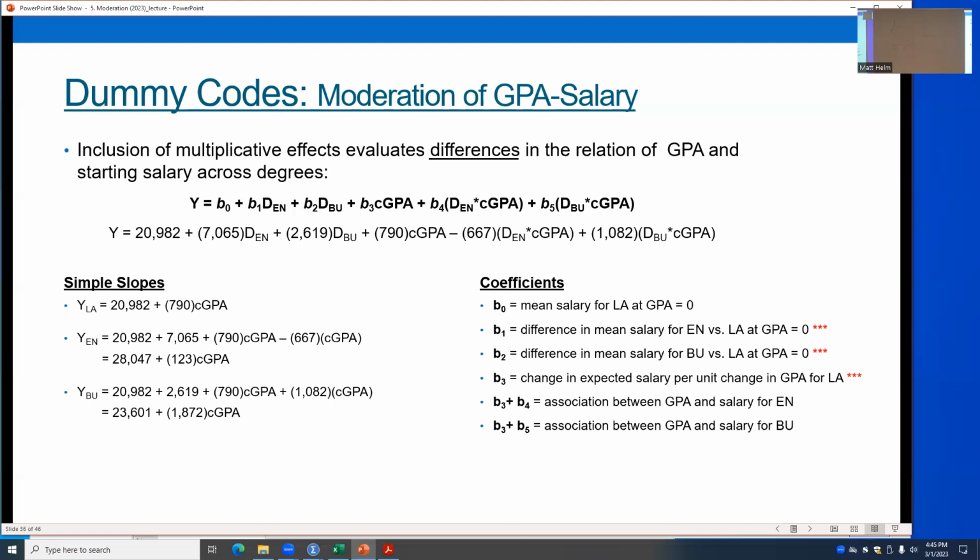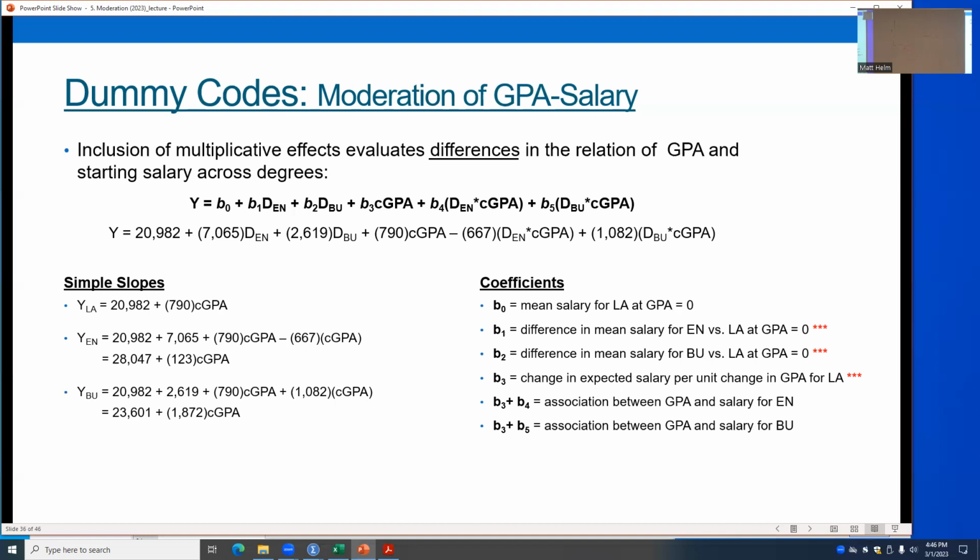Everything falls apart. Because if I know what this is and I know what this is, then that other thing is already predetermined, and you've got collinearity issues and things fall apart. So again, my coefficients here, B0 is my mean salary for liberal arts at average GPA. Here, I've got the difference in mean salary between engineering and liberal arts at GPA equals 0. Difference in mean salary for business versus LA at GPA equals 0.